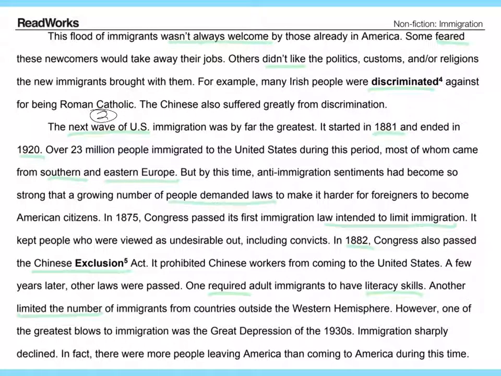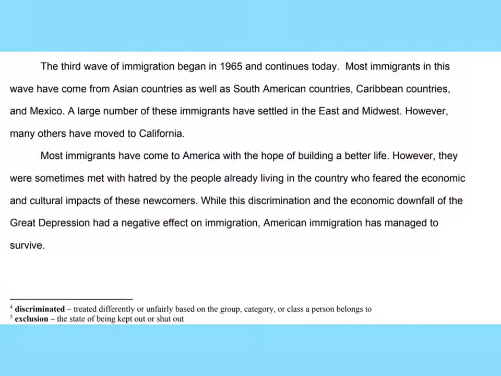Oh, here we have 1882 is the Chinese Exclusion Act. Oh, here it is, 1875, keeping people who were undesirable. So those are some of the key details about this second wave. Okay, and finally, let's pull out the important information from the final paragraphs about the third wave.